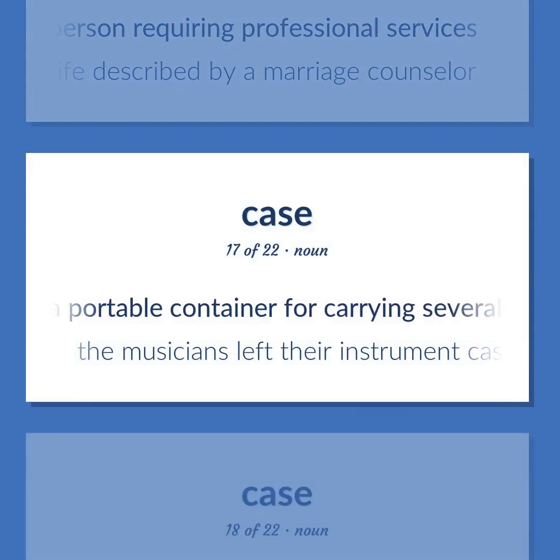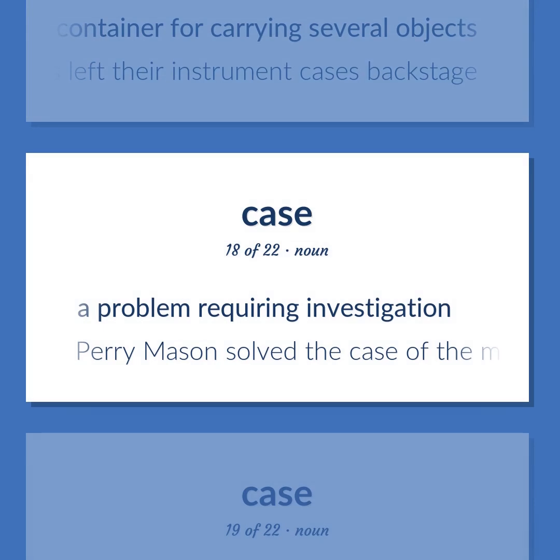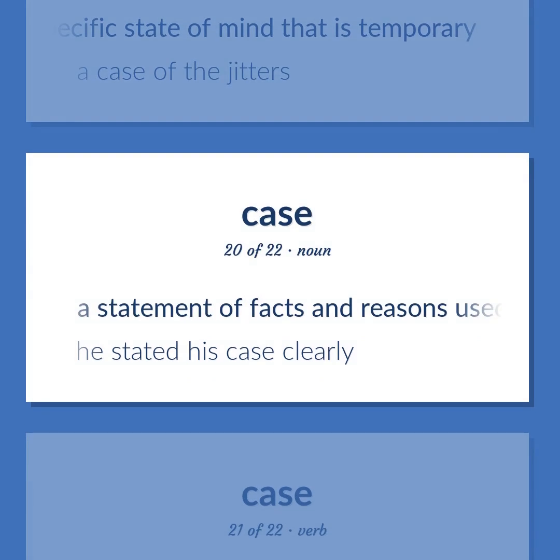A portable container for carrying several objects. The musicians left their instrument cases backstage. A problem requiring investigation. Perry Mason solved the case of the missing heir. A specific state of mind that is temporary. A case of the jitters. A statement of facts and reasons used to support an argument. He stated his case clearly.